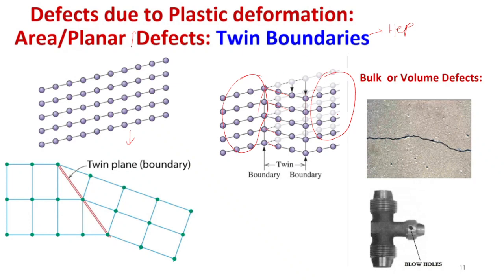I'm not saying single crystal, I'm saying if you have a polycrystalline material and it undergoes stress, you will have sudden deformation, where in the middle there will be a boundary like this, and on both sides you will have a lattice arrangement which will be like a mirror image of each other. So this condition is called twin boundary or twinning effect.